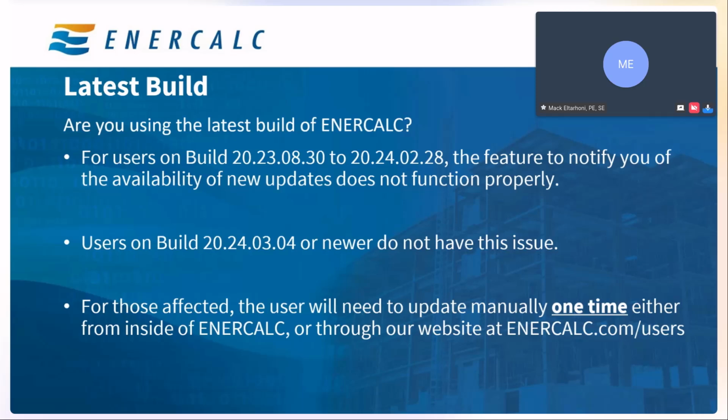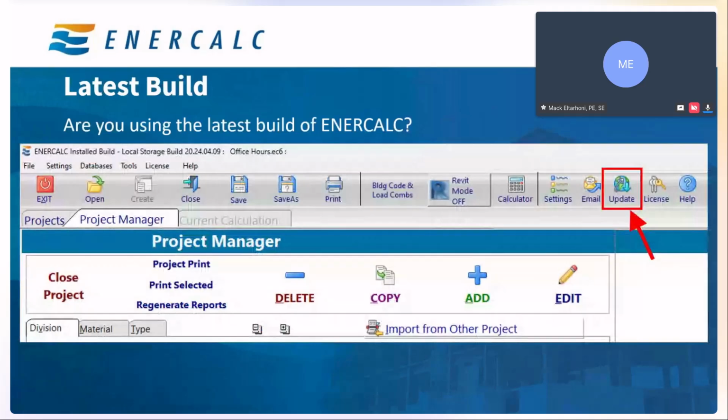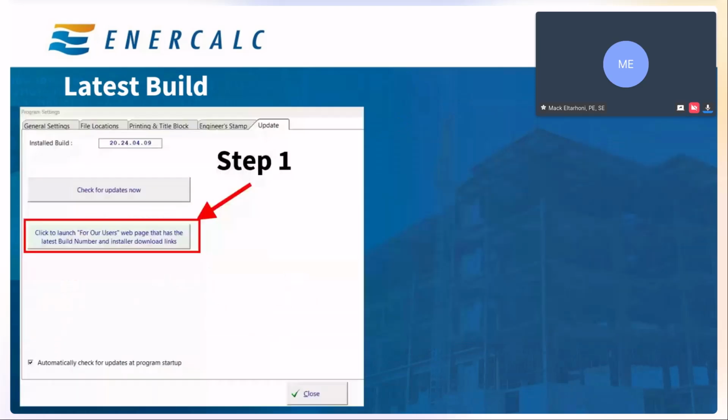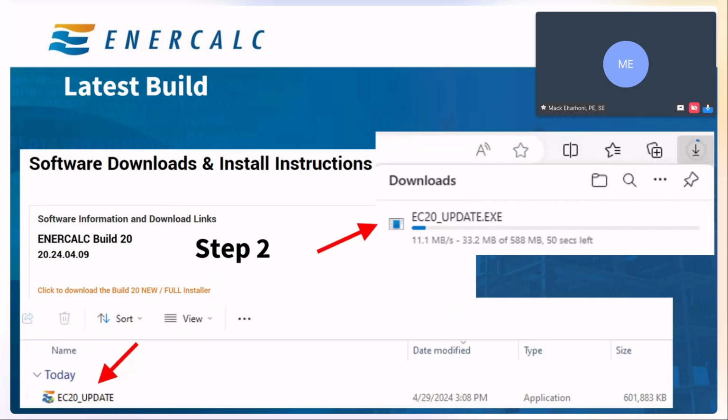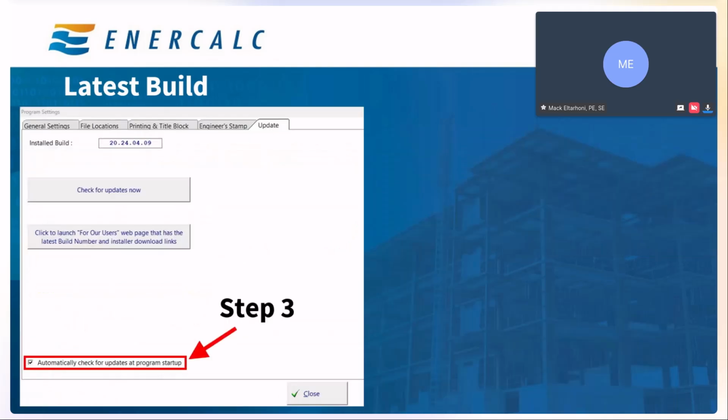The way to do this is very simple. You can either do it from within ENERCALC, or you do it following the enercalc.com/users URL. You can do it in 3 simple steps. You start by clicking on the same updates button that we have right here, and you just click on this button, and that will take you to our website. So that's step 1. Step 2, you go to our website. It'll take you automatically there. You click to download this updater. This is the latest and greatest. And once you download it, you run it, and you will be good to go.